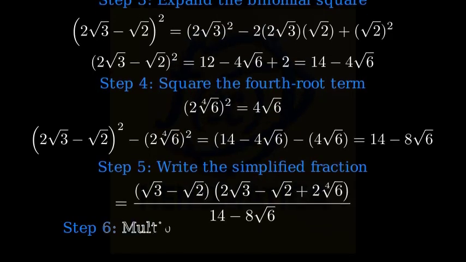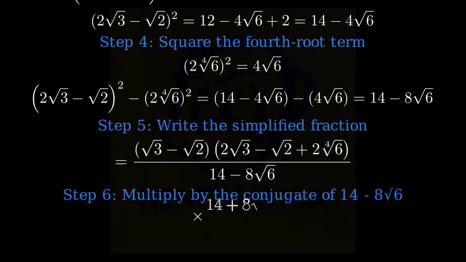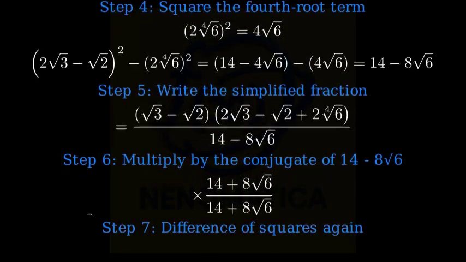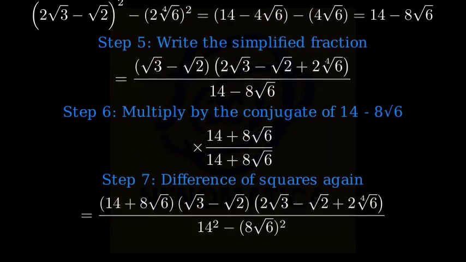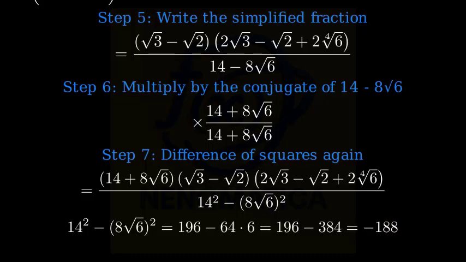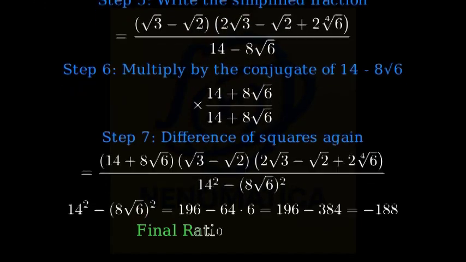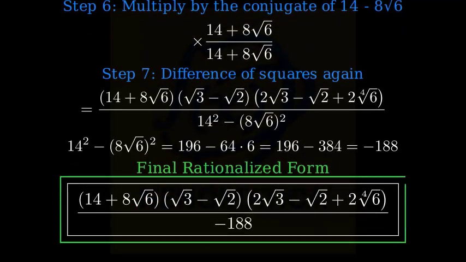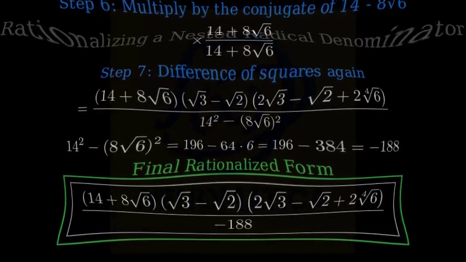To finish rationalizing, multiply by the conjugate of the new denominator, 14 plus 8 root 6. Using the difference of squares again, the denominator becomes 14 squared minus the square of 8 times root 6. That is 196 minus 64 times 6, which equals negative 188. Therefore, the fully rationalized result is the product in the numerator divided by negative 188. We keep the numerator factored for clarity.